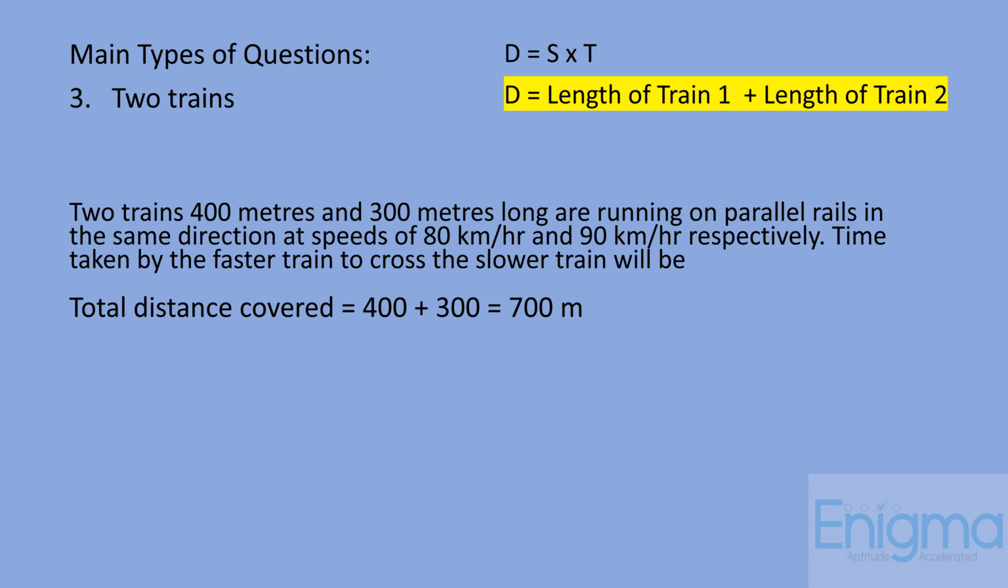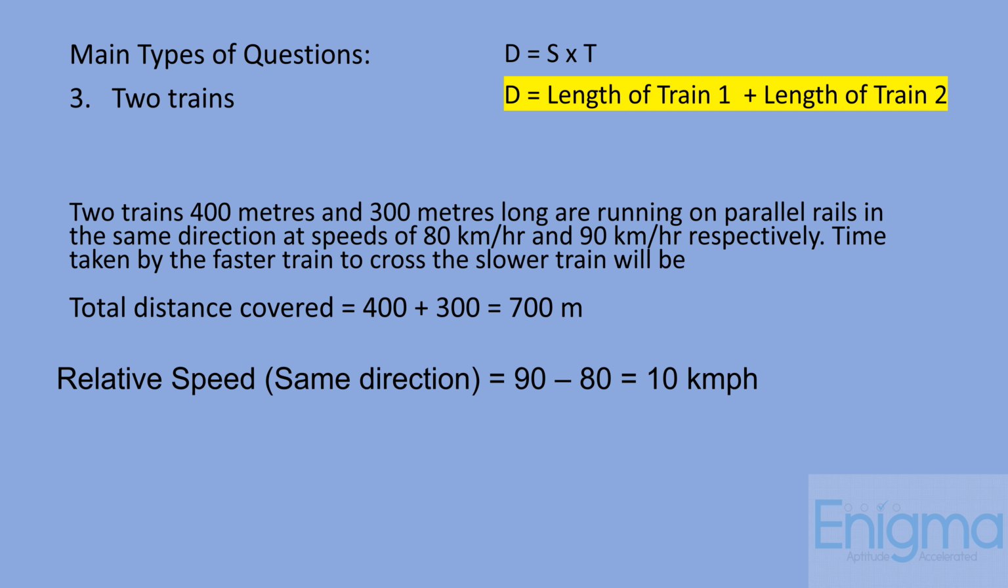So first of all we'll convert it into relative speed. Because they are traveling in the same direction, the relative speed will be subtraction. So relative speed is 90 minus 80, that is 10 kilometers per hour. Now we'll convert this into meters per second. So 10 into 5 by 18, that is 50 upon 18. Now, as I told previously, always keep this in fraction form itself. Don't try and convert it into decimals, because that will be a waste of time.